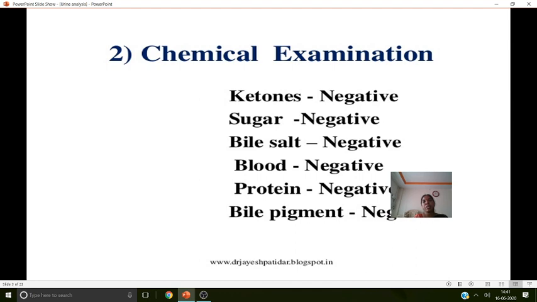Next, chemical examination. When you test the urine for any chemicals, in a normal individual they are all negative. That is, there won't be any chemicals present in the urine: ketones, sugar, bile salt, blood, protein, and bile pigments. These chemicals are not present in the urine of a normal adult or normal person.